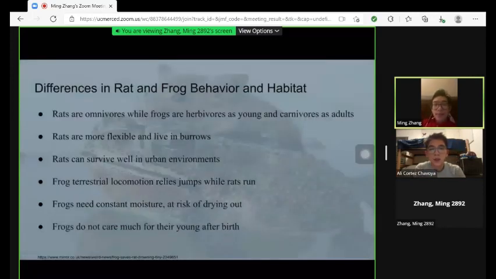Some differences that we were able to find in behavior between rats and frogs are that rats are omnivores while frogs are herbivores while they are young, and as they mature, they become carnivores. Rats are flexible, which allows them to live in burrows while also being able to survive in urban environments. Frog locomotion tends to rely on jumps, while rats are able to run. Frogs also run the risk of drying out as they need constant moisture. Frogs are shown to care very little about their offspring after birth.